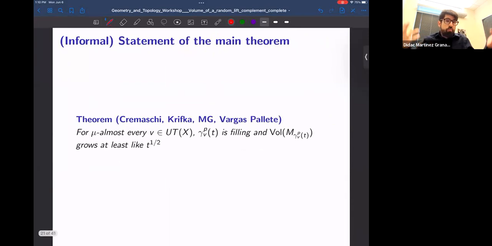So we constructed a model that, for a random point in the unit tangent bundle with respect to the Liouville measure, gives us a closed geodesic, or a sequence of closed geodesics, which we know are filling. What we can prove about the volume of the corresponding three-manifolds for these closed geodesics is that their volume grows at least like a function of order square root of t, where you can think of t as the length of the corresponding curve. So we can give a lower bound of the type square root of t.